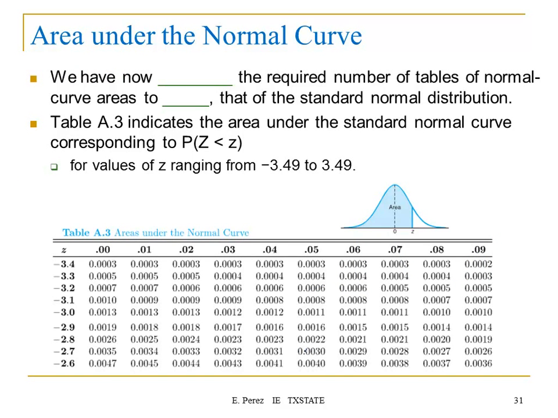Let me pass this table, because this is what I'm talking about: the tabulated values for the normal 0, 1. And this is also in your textbook. If you go to page 735, this is part of the appendix.